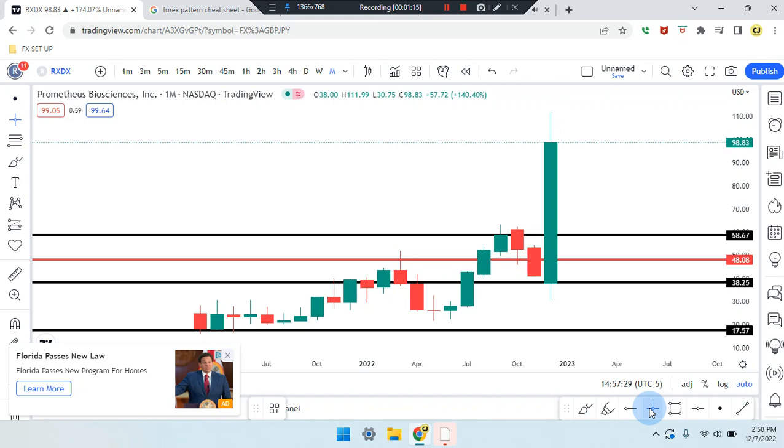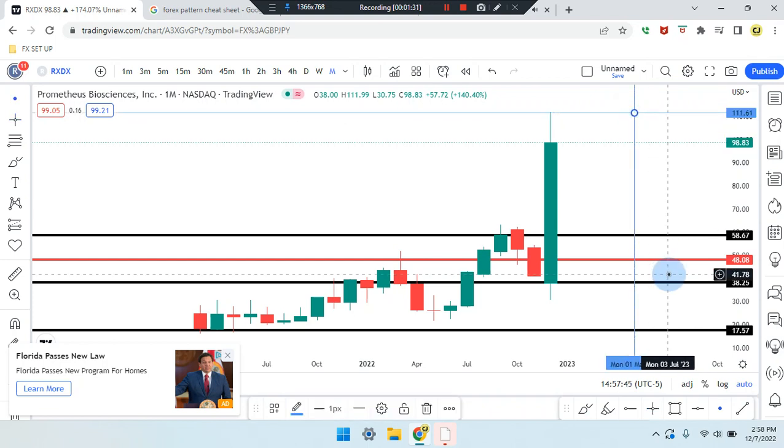Price action currently sitting at 98.83. So if price works its way up higher, it can tag that area of the highest price action wick, where it was previously at 111.61.